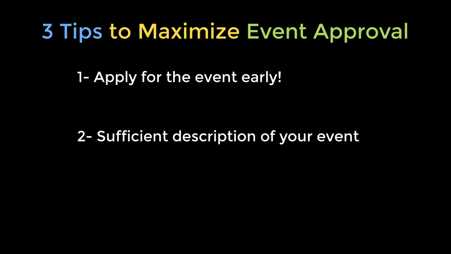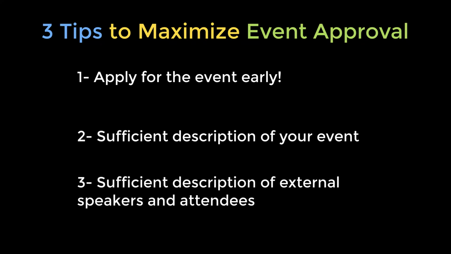The final tip is to write a sufficient description of any external speakers. Simply writing Sheikh Abu Ahmed or Sheikh Muhammad is not enough, so it is crucial to write a small summary about the speaker. This includes their real name alongside their nickname or kunya, where they studied, their place of work, position within the community, and a small summary of the topic to be discussed in the event.